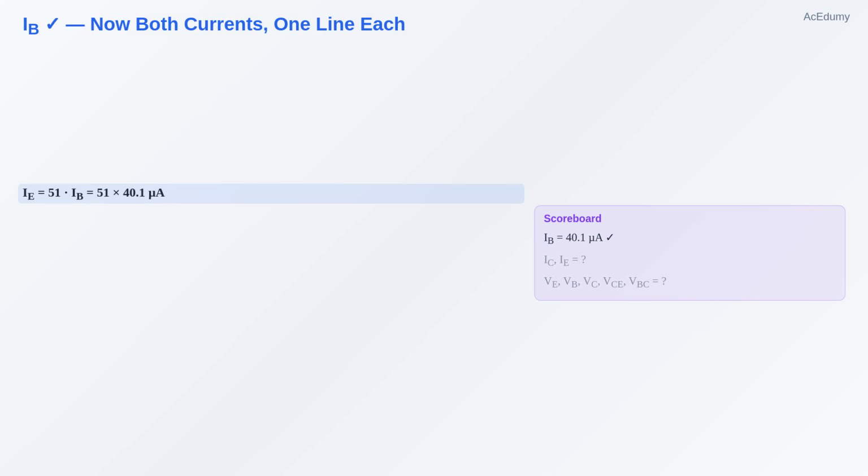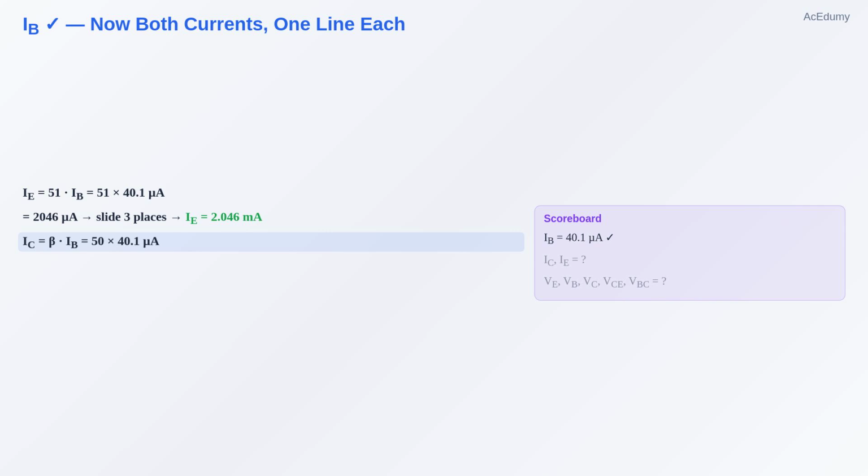The emitter current we already used. I sub E equals 51 times I sub B, 51 times 40.1 microamps, which is 2046 microamps. Slide the decimal 3 places, 2.046 milliamps.